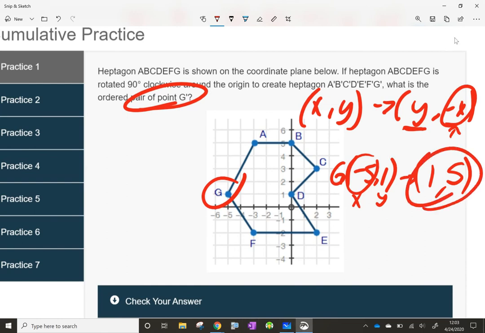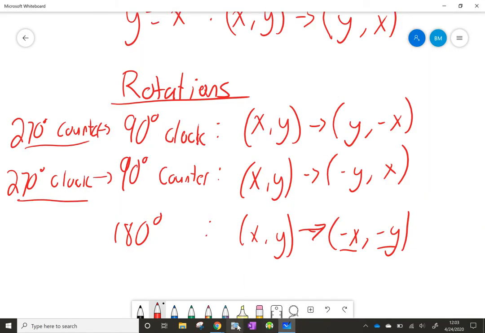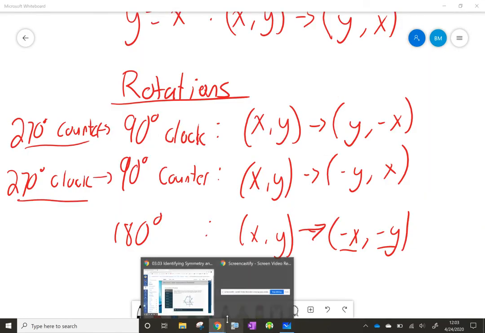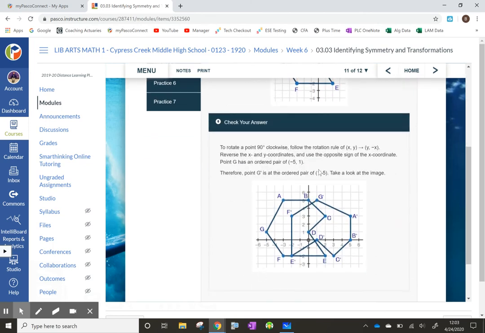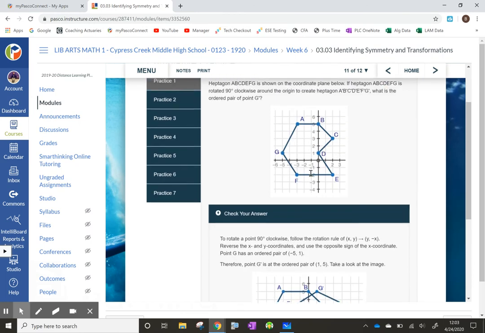And we should be able to check our answer on that. We don't have to do any of the other points. Like I said, it only asked for that one. There you go, right? (1, 5). It has a whole picture, but yeah, G prime, it only wanted the answer to that one.